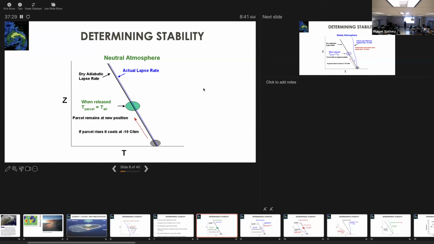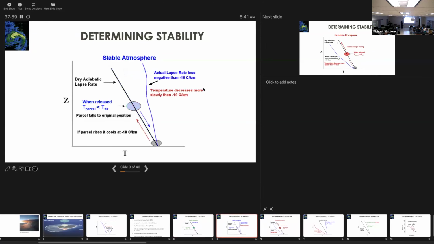And all you've got to do is compare the temperature in your parcel to the temperature of the surrounding air. If the temperature in your parcel is the same as the surrounding air, it's going to stay right there. And that's what we call a neutral atmosphere, which is relatively rare. Okay? However, if your parcel temperature is either higher or lower than the surrounding atmosphere, something else is going to happen, right? So that's a fairly rare situation.